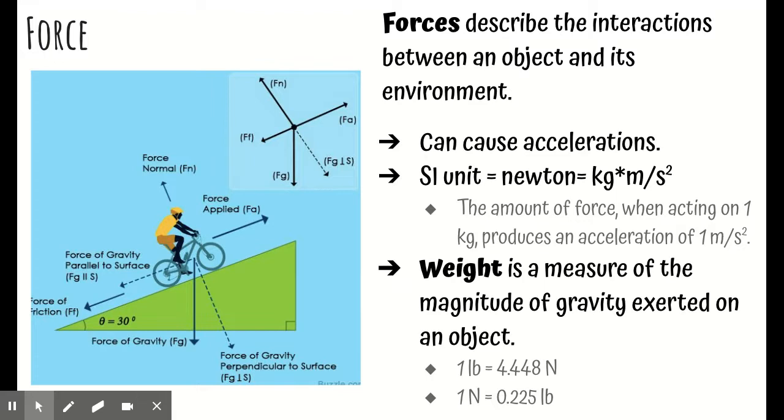So a weight is a measure of the magnitude of gravity exerted on an object, okay? So weight and mass are not always the same thing.